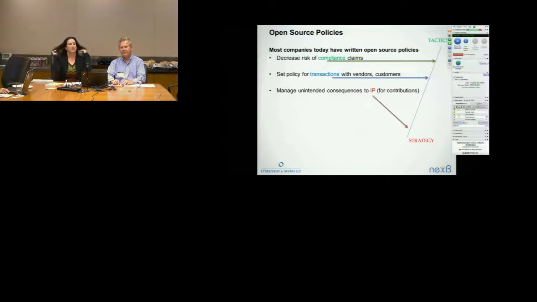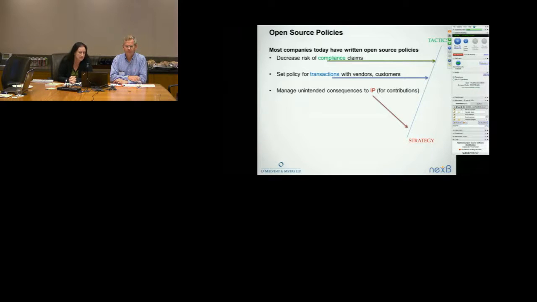Okay, so first, I'm going to talk about why companies have open source policies. I think today most large companies have written open source policies. That's been a change over the last 10 to 15 years. Of course, it's always nice if you actually follow your written open source policies, but companies have open source policies for a variety of reasons, and this slide is a little bit of a graphical explanation of why and what is in the policies.